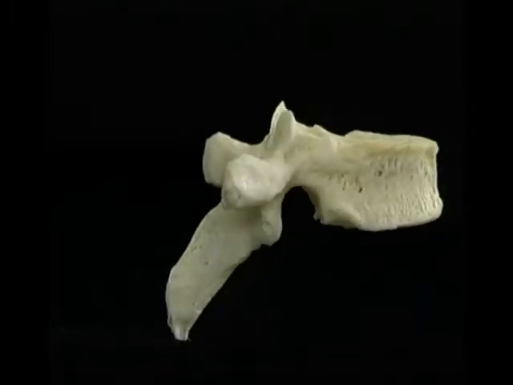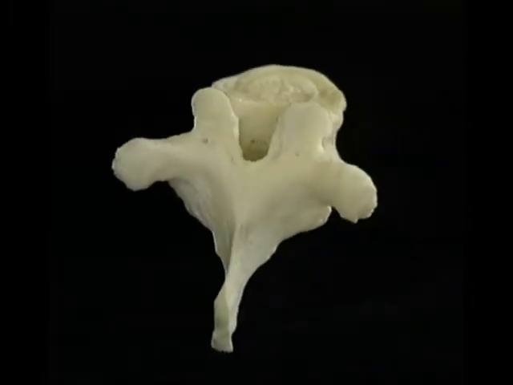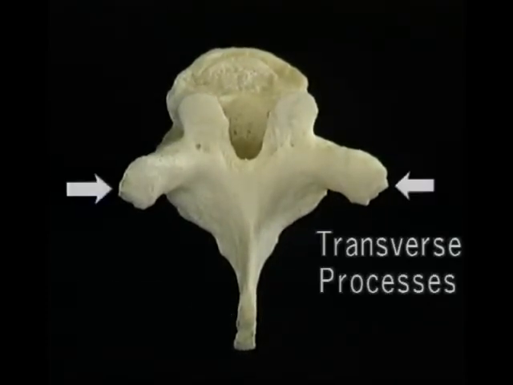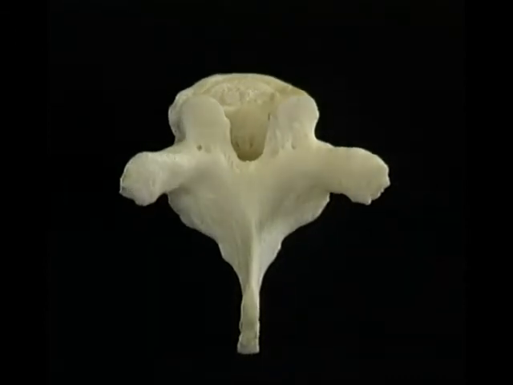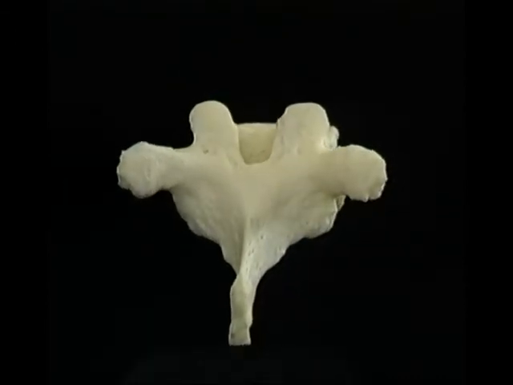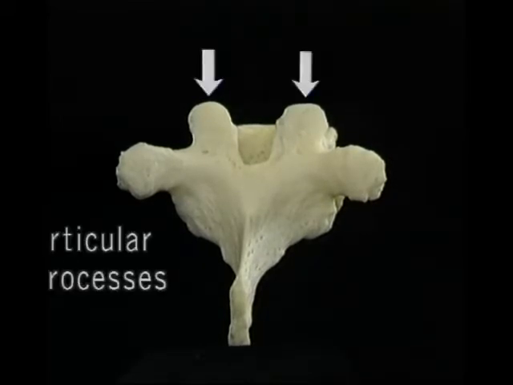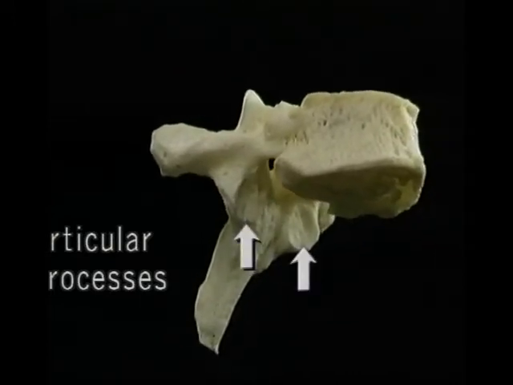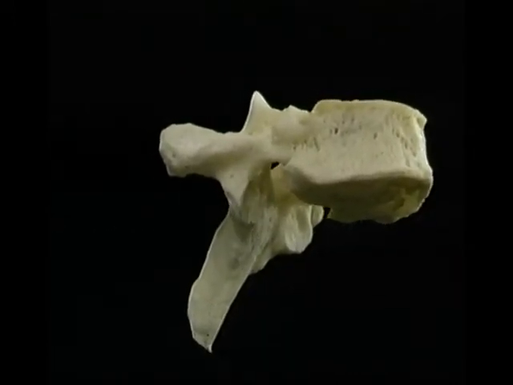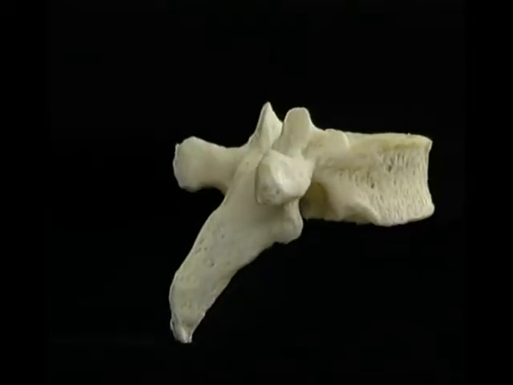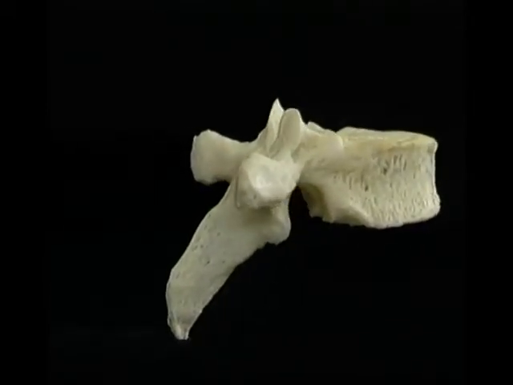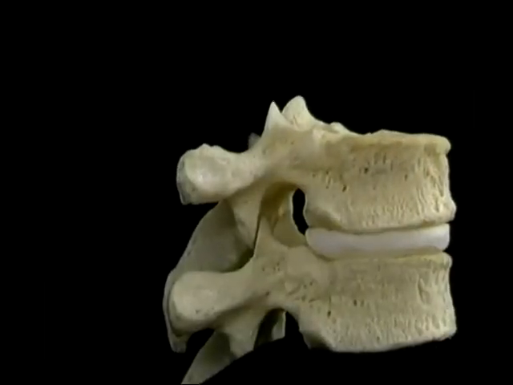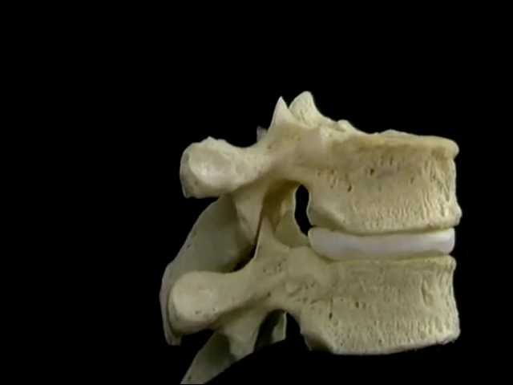Arising from the neural arch are 3 large bony projections called processes: a spinous process in the midline, a transverse process on each side. Also arising from the neural arch are 4 articular processes, 2 above and 2 below. The lower ones face forward, the upper ones face backward. The articular processes of adjoining vertebrae interlock, forming a pair of synovial joints which permit movement between adjoining vertebrae.